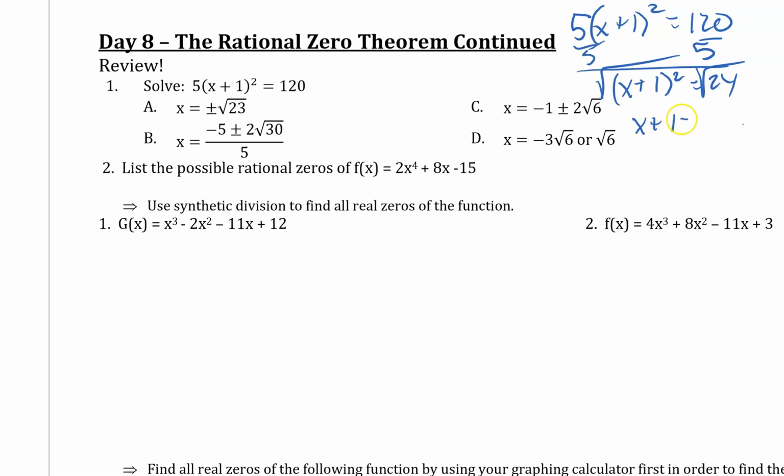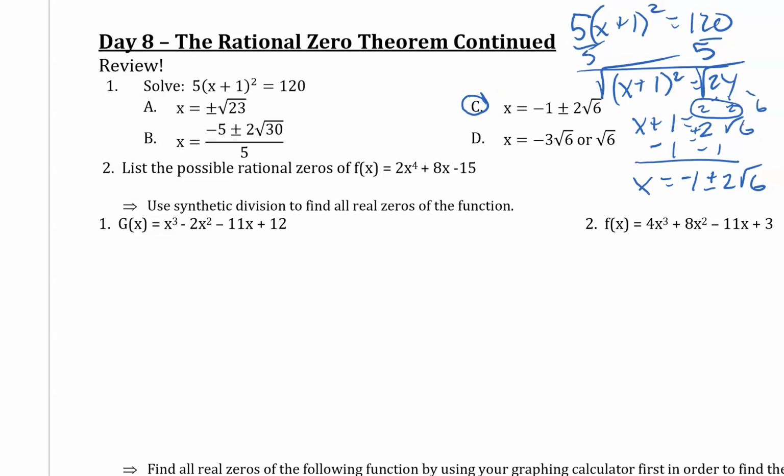The square root of 24, well, 24 is 4 times 6, so we can take out a 2, and we have radical 6. We then need to solve for x by subtracting 1 from each side. So x equals, by the way, square roots are positive or negative, so it's negative 1 plus or minus 2 times the square root of 6, which is letter C.